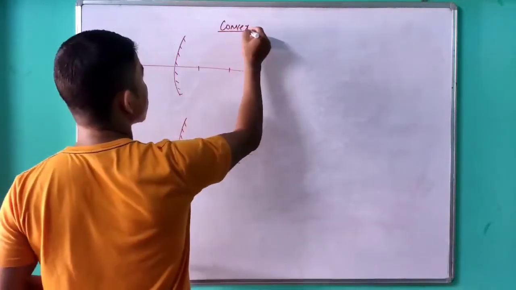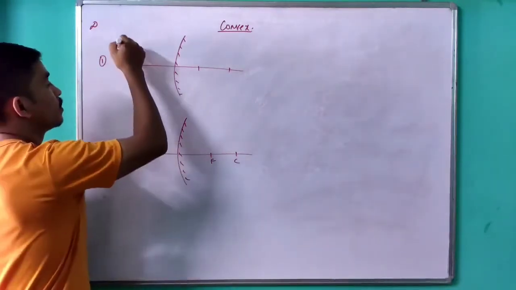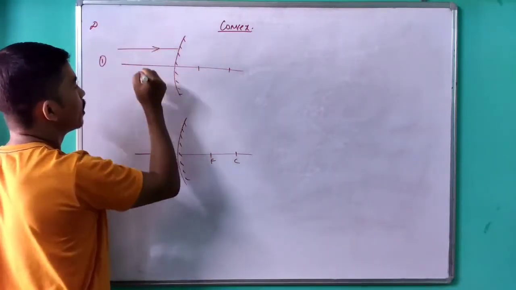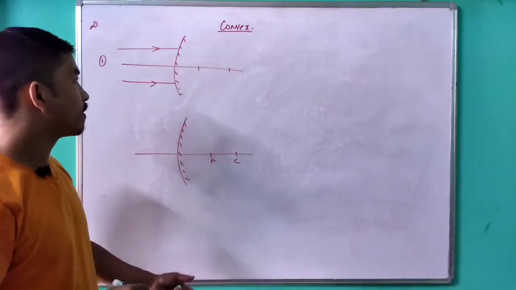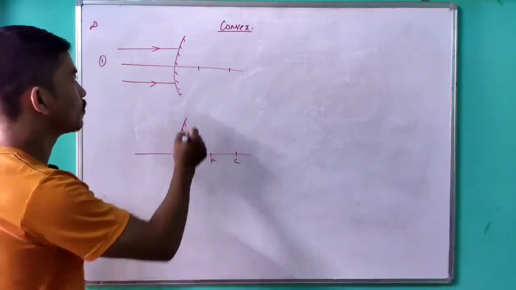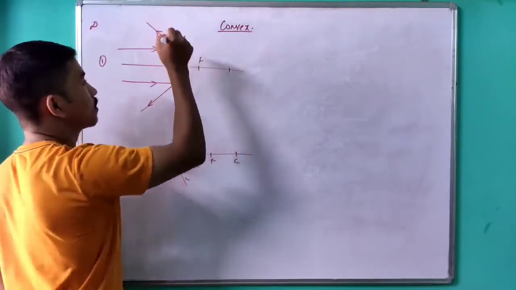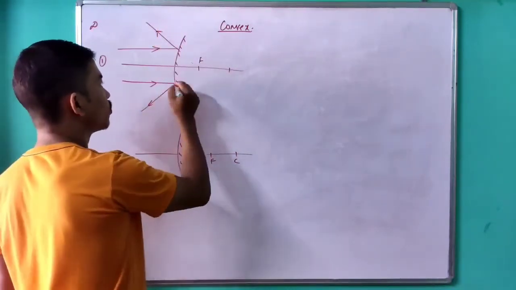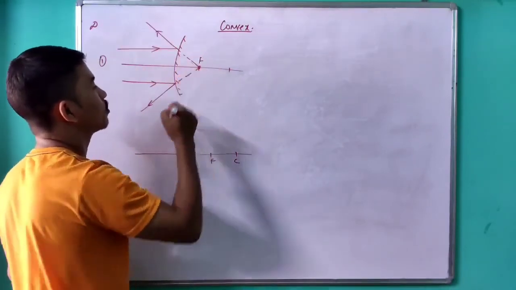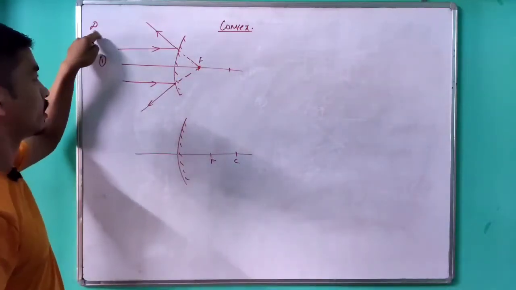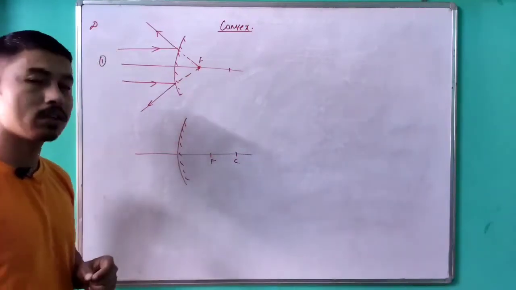So now coming to the convex mirror, first we consider the case when the object is at infinite distance. At an infinite distance, all the rays will come parallel. We know that in case of a convex mirror, when the rays are parallel to the principal axis, after reflection they will appear as if they are coming from the focus. To obtain the image, I extend these reflected rays backward. So when the object is at infinity, the image is formed at the focus, and the image is virtual and diminished.